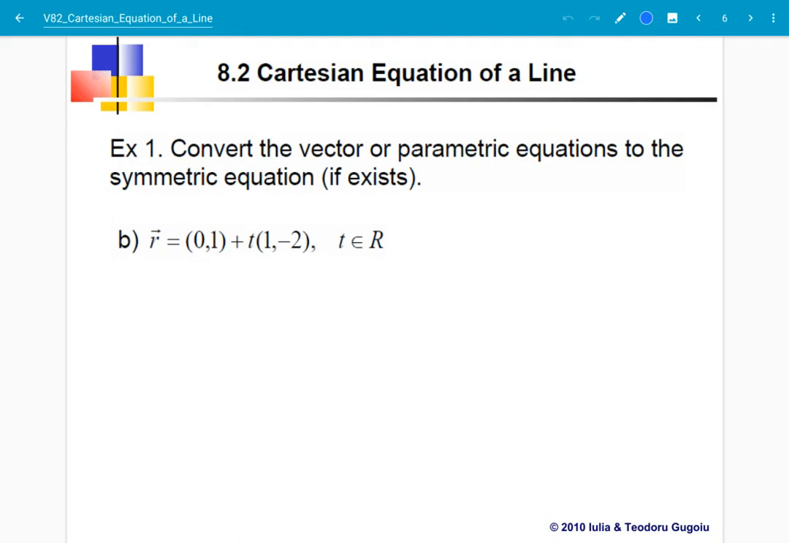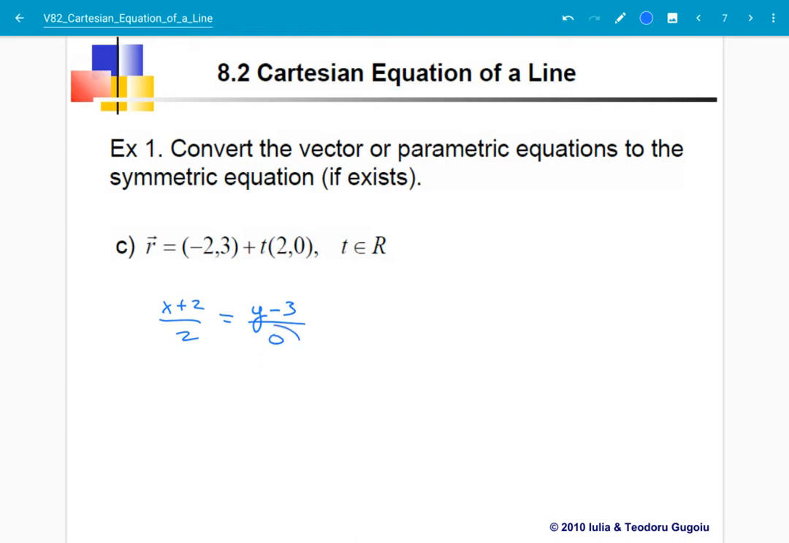All right. So it's x over 1 is equal to y minus 1 over negative 2. Again, you can write it parametrically first, or you can just do it, I guess. Here, symmetric equation. We're going to have a problem, right? It's going to be x plus 2 over 2, y minus 3 over, oh, there's the problem, isn't it?